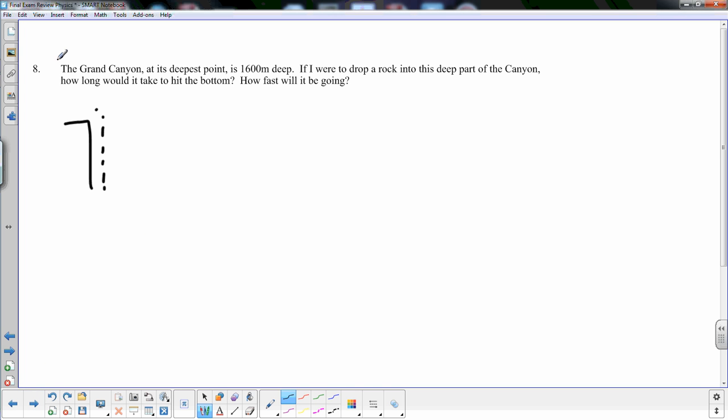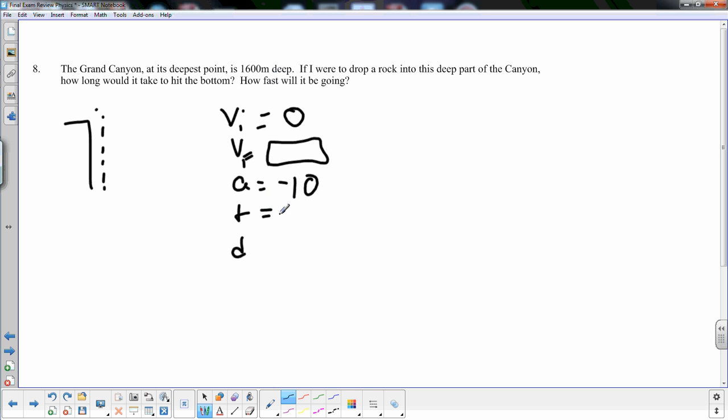So one dimension, VI, VF, A, T, D. Initial velocity is going to be 0. We're looking for how fast it is going to be going. And we're also looking at how much time it will take. And our distance is 1,600 meters. Now this is important. I put a negative there because we're dropping it down. We're not throwing it up. So our displacement, our distance that it's going to be dropping, is 1,600 meters.